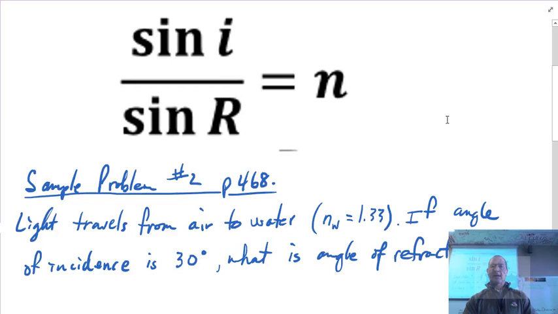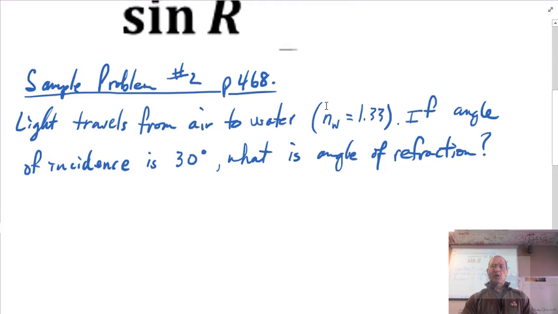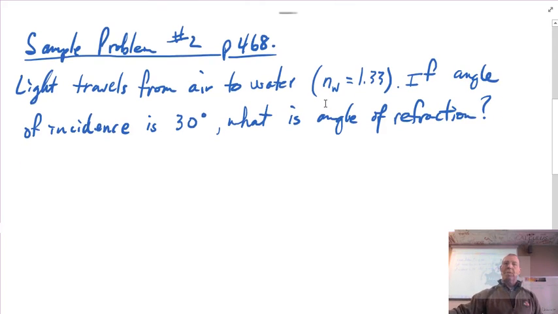468 in your text. This is the law up here: sine of i divided by sine of r equals n, the index of refraction. So in our sample problem it says light travels from air into water. Here's the index of refraction of water. And if an angle of incidence is 30 degrees, what's the angle of refraction?